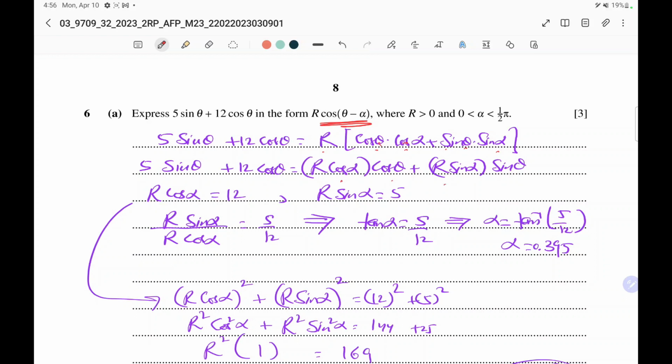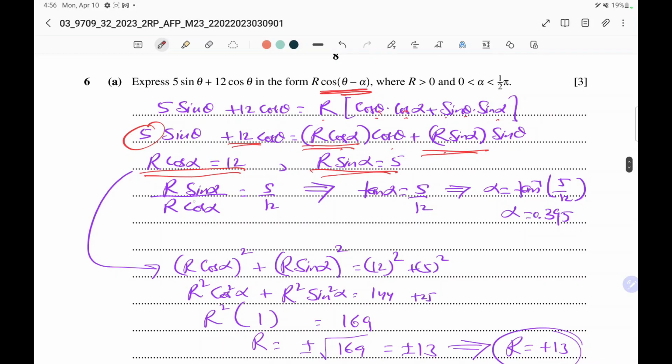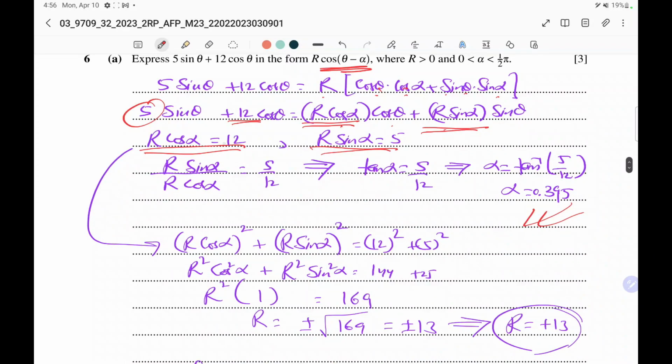So just compare the cos theta coefficient: R cos alpha, and here 12. So R cos alpha is 12. The sin theta coefficient is R sin alpha, which is 5. So R sin alpha is 5. Now just divide R sin alpha over R cos alpha, 5 over 12, tan alpha is 5 over 12, alpha is tan inverse 5 over 12, which is 0.395. It's in radians. Now just square and add.